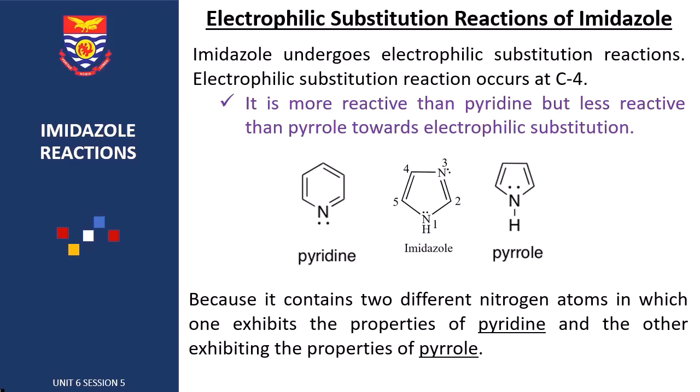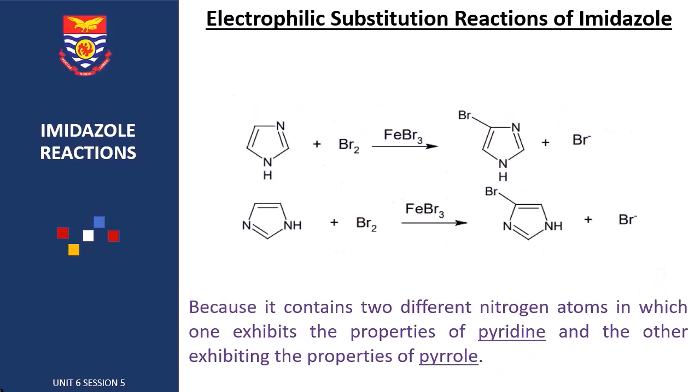So let's note that. This is because imidazole contains two different nitrogens, in which one exhibits the properties of pyridine and the other exhibits the properties of pyrrole, right? So this is quite interesting. Imidazole places itself in between the two. So imidazole is more reactive towards an electrophile than pyridine because of the two nitrogens it has. At one point it's exhibiting the properties of pyridine, at another point it's exhibiting the properties of pyrrole. Okay, so these are two examples of an electrophilic substitution reaction involving imidazole.